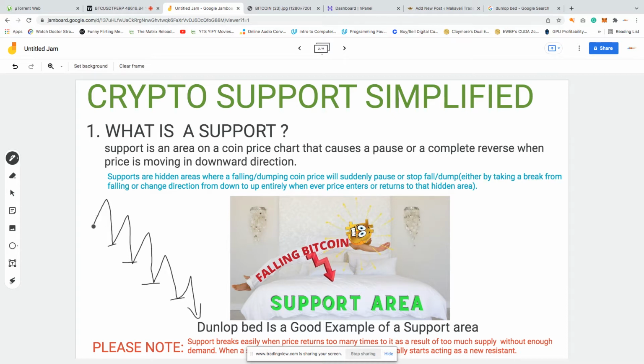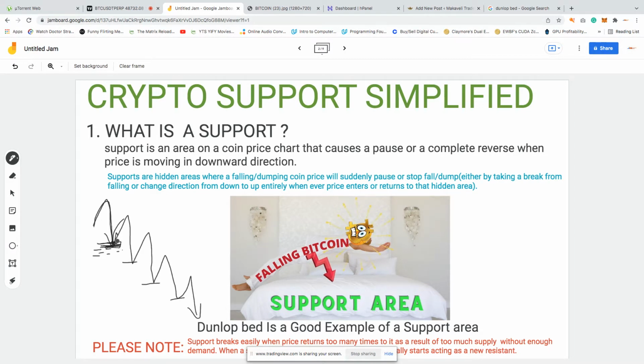Like you're going to see, when price is falling, for you to find support, the price must be heading in the downward direction. So the price is moving down, hits this invisible area, and all of a sudden it stops moving and starts bouncing back up. It does not mean that it's not going to continue the move down or continue to dump. It just means that there is a pause. What is the cause of this pause? This pause is caused as a result of demand. There are a lot of buyers who have placed their orders on that area or that price range.